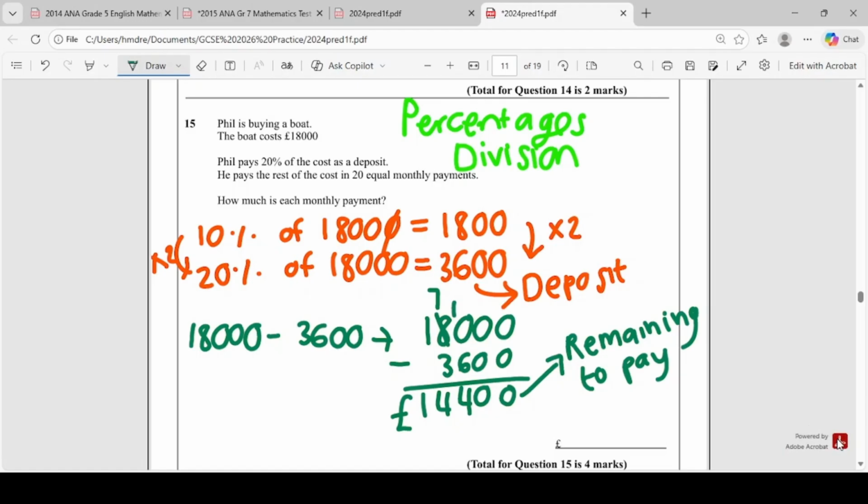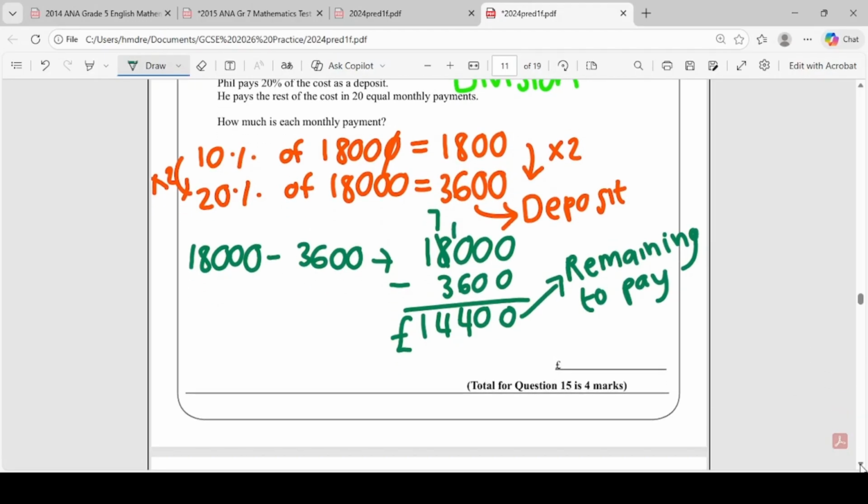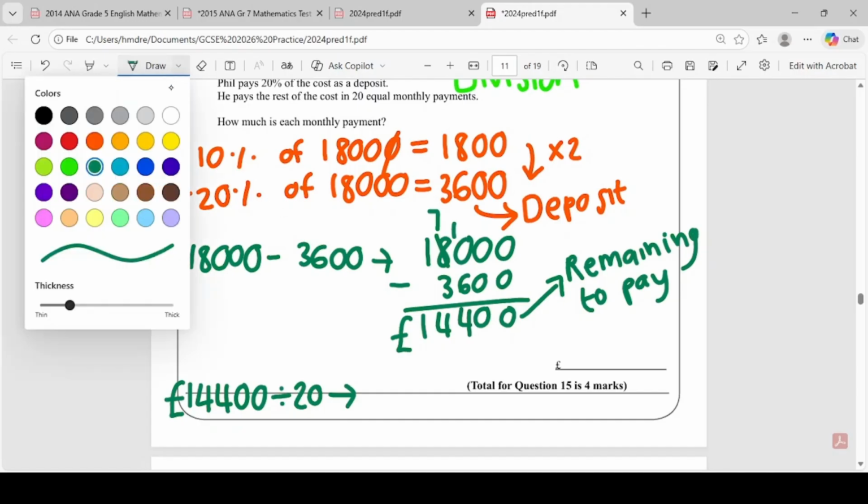And they tell us that he's going to pay that off over 20 equal monthly payments. So what that means is we've got to divide that by 20. So 14,400 divided by 20. Again, we don't have a calculator, so we are going to actually set this up properly and do it.